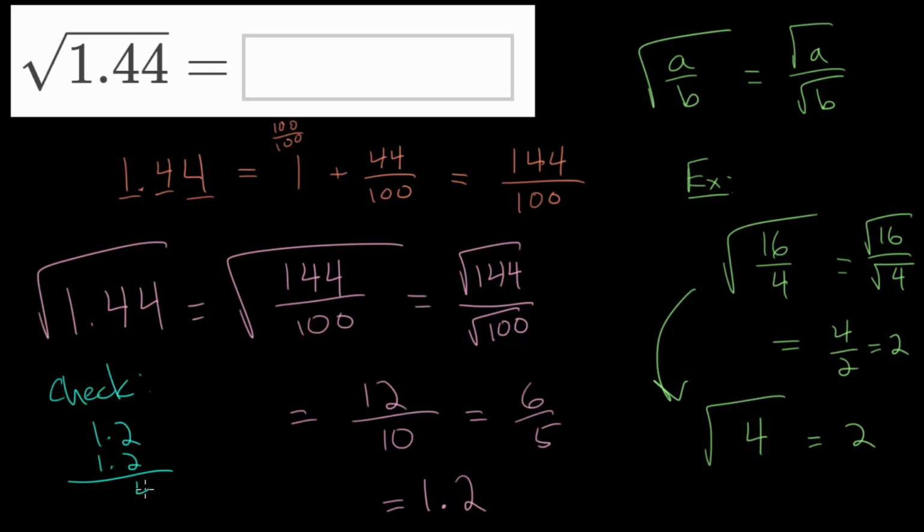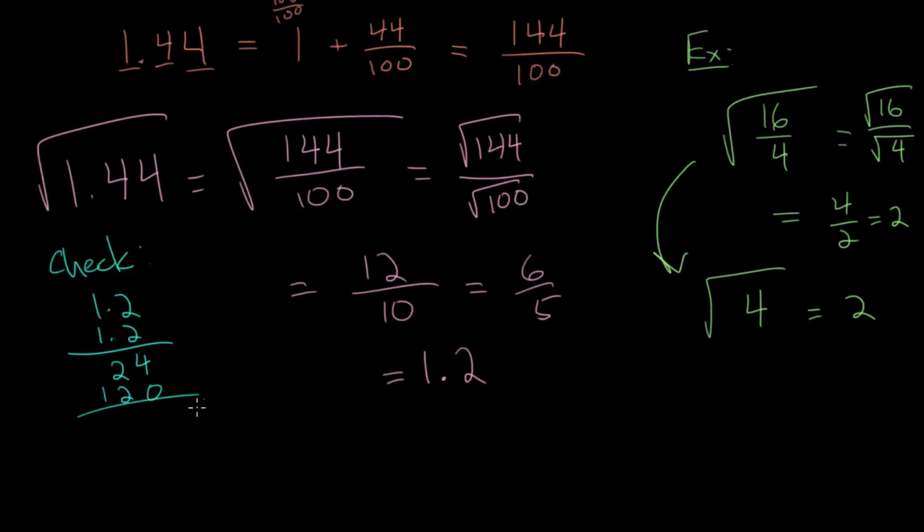We do 2 times 2, that's 4. 2 times 1 is 2. We put a 0 to move over to this place value. 1 times 2 is 2. 1 times 1 is 1. Let me just make a bit of room here. And we add now. We get 4, 4, and 1.